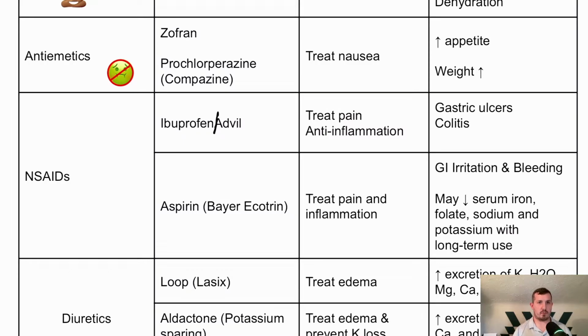Zofran, prochlorperazine, or Compazine as it's also known, are very good quality antiemetics and they treat nausea. And I should have put here treat vomiting as well. Okay, I'm just going to add that here.